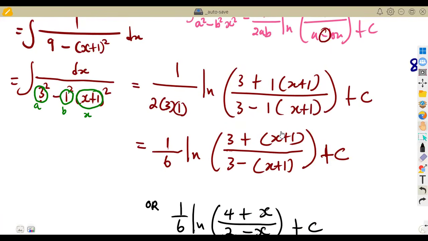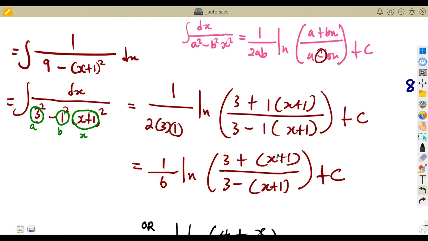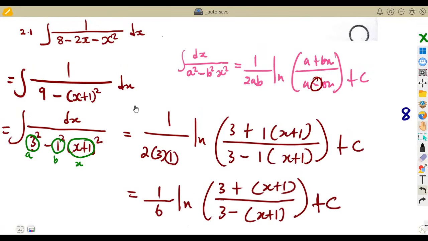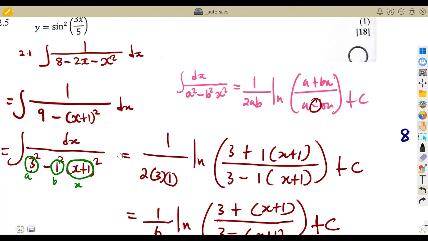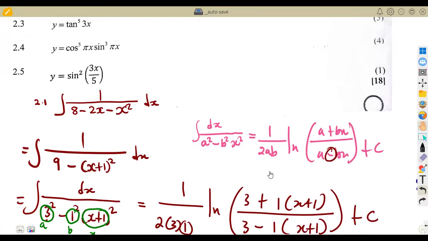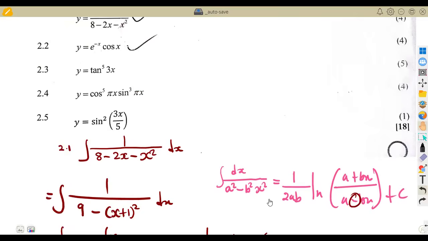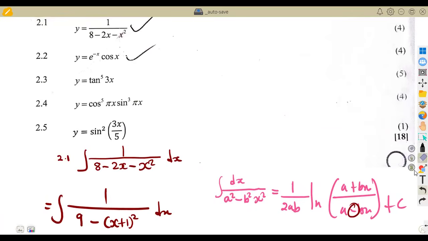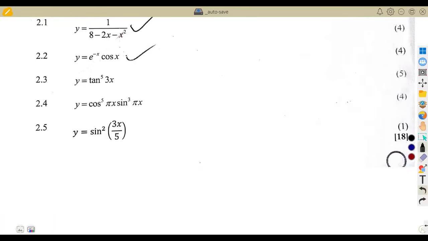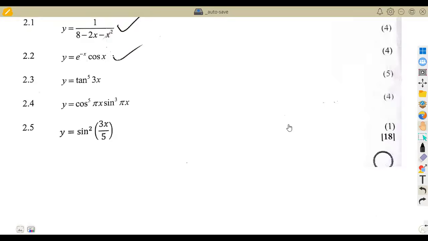So as long as you are working with a part of completing the square, you have to complete the square first. Then you check for the formula that is appropriate. There's only one formula among those formulas that I listed before that is going to be appropriate, okay? That is the idea of this question.